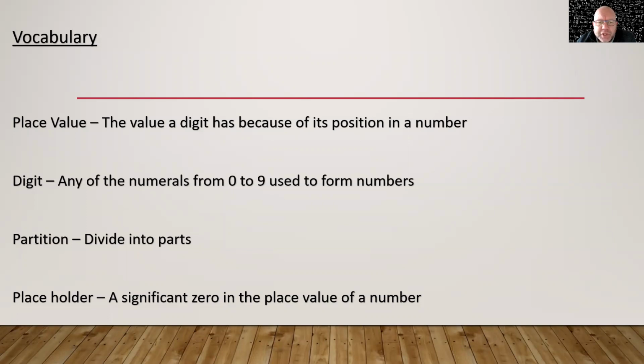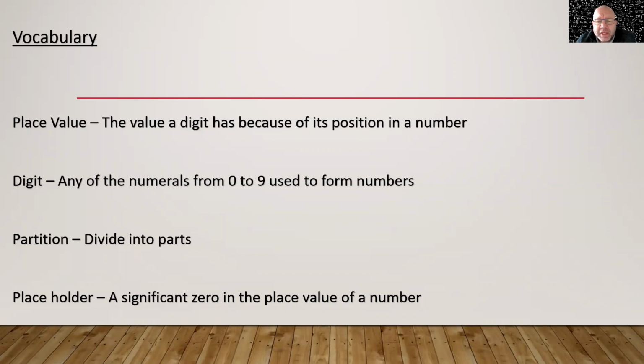Now I thought we'd start with just a little glossary, just some of the key words and phrases that we come across when we're talking about number. So here's a list of 4. First one is place value. Now place value is simply the value of a digit because of its position.